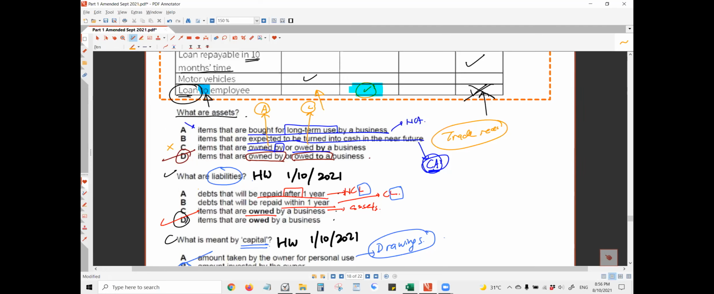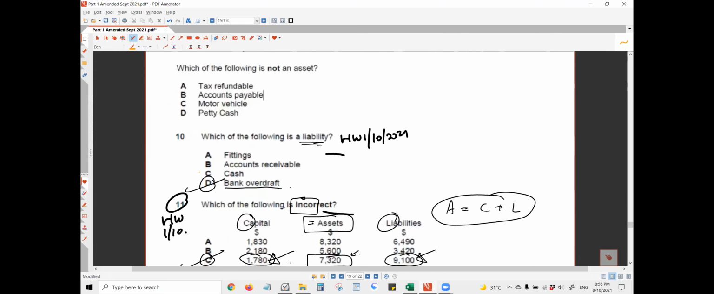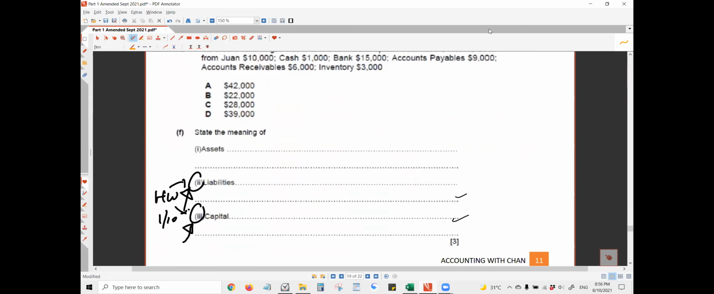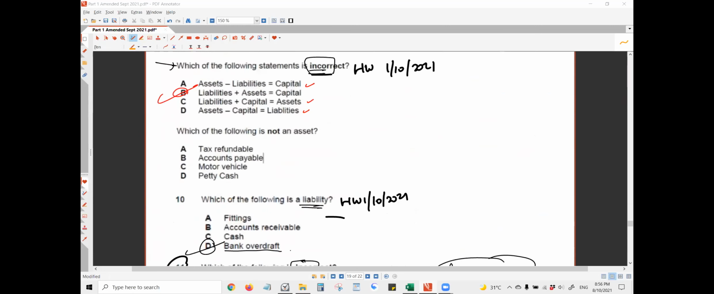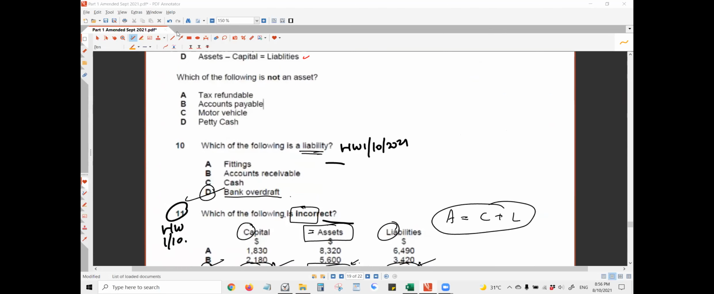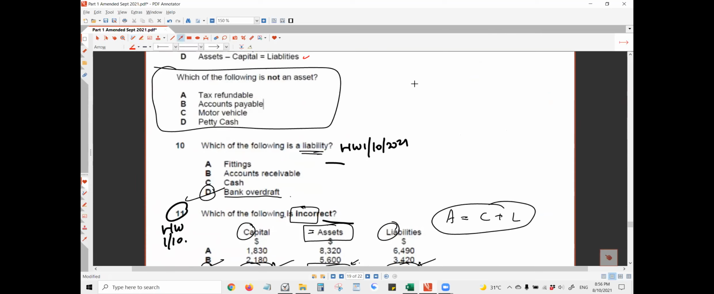Now the next one, we see page number 11. Page number 11. You may try this question, the one without a number. After that, you tell me your choice in the chat box again. It's also quite straightforward.